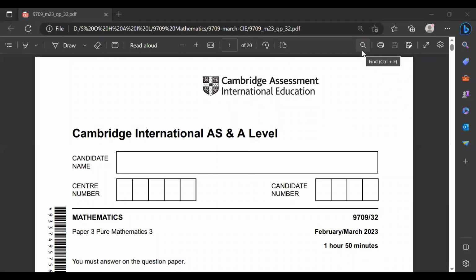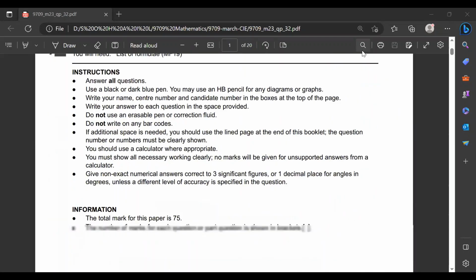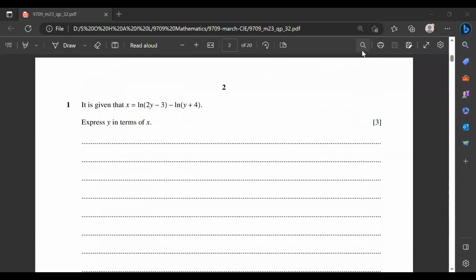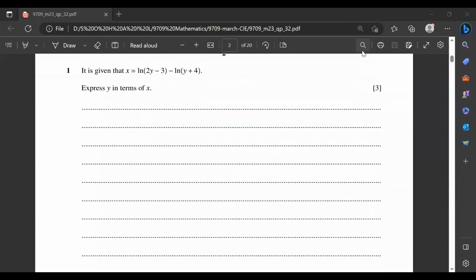This is February, March 2023, 9709, Paper 3, Pure Mathematics 3. Question number 1. It is given that x equals natural log of (2y minus 3) minus natural log of (y plus 4). Express y in terms of x.